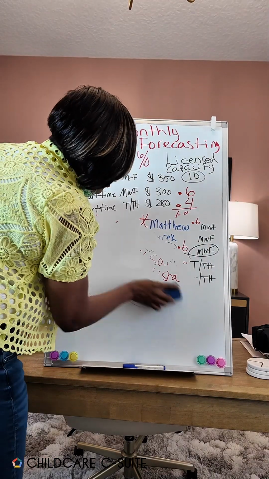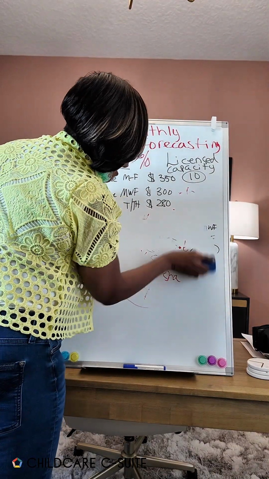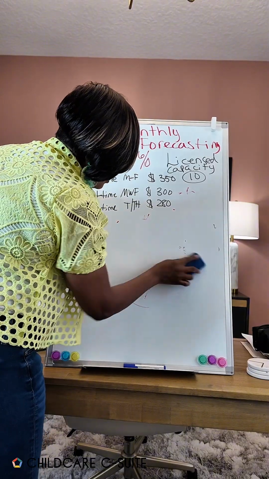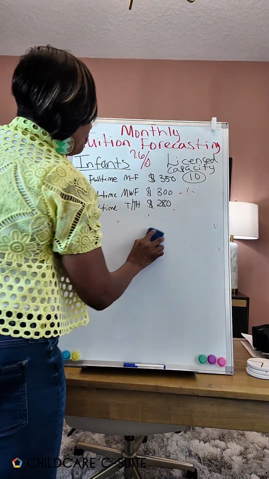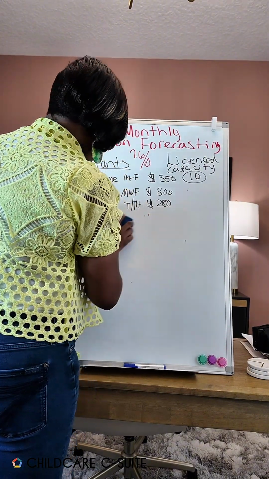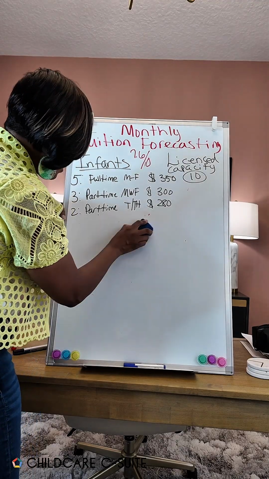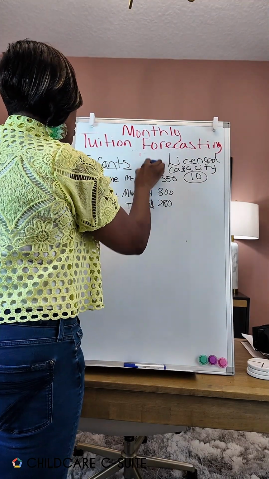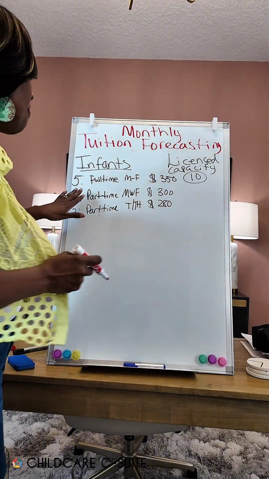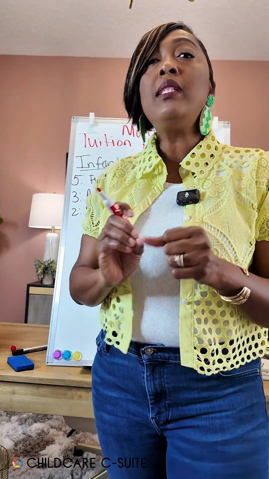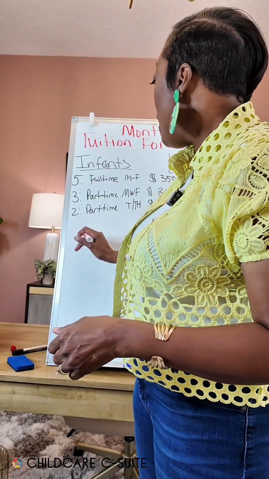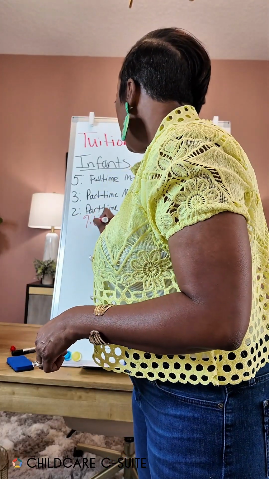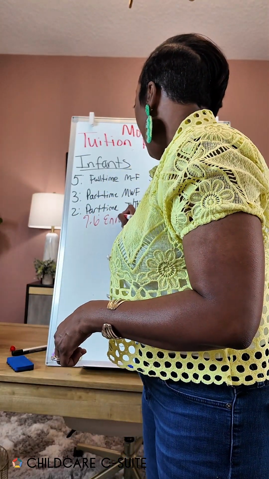I just wanted to show you first how to calculate your enrollments, because you've got to know how many enrollments you have. No more counting students. It's about enrollments, okay? So now let's do some math. All right, so let me break this down. I want to know how much I'm going to make a month with the 7.6 enrollments that I have.